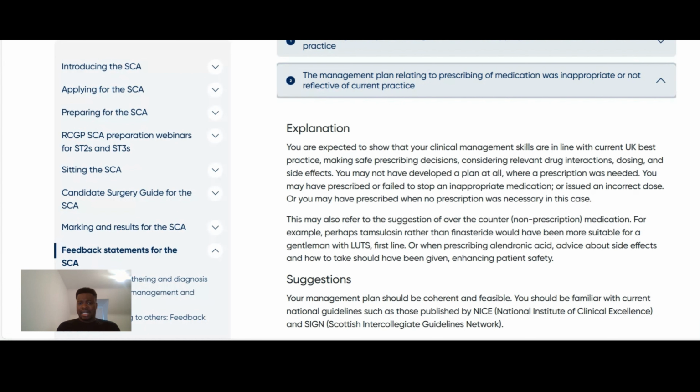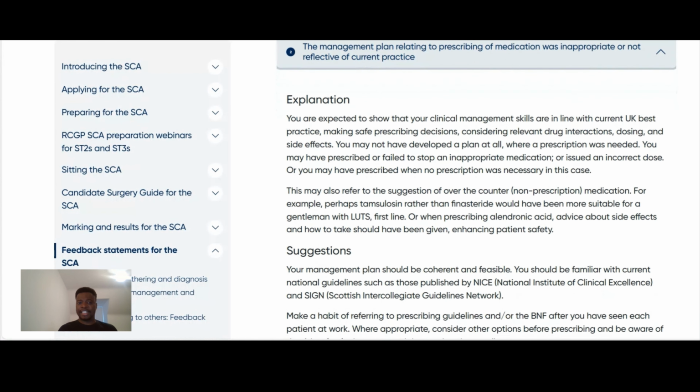The common one, and that's the one the college references in here, is for a patient being started on tamsulosin rather than finasteride, which is the first line. Or, for instance, prescribing a medication like alendronic acid without explaining to the patient the potential side effects, and specifically how to take it to ensure that they are safe. That will be an inappropriate prescription.